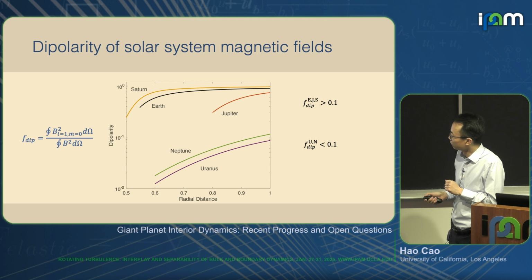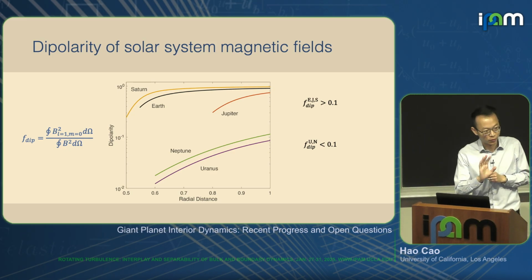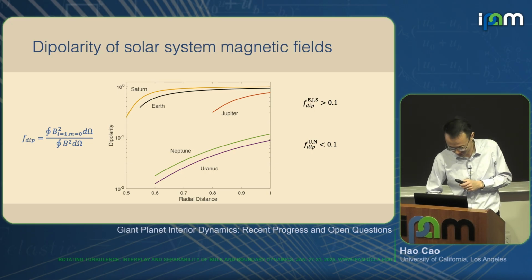And if you do so for Uranus and Neptune, they have a dipolarity less than 0.1. And the big question is why that is the case. Right? Not going to answer that question. I don't even think we know the answer to that question.